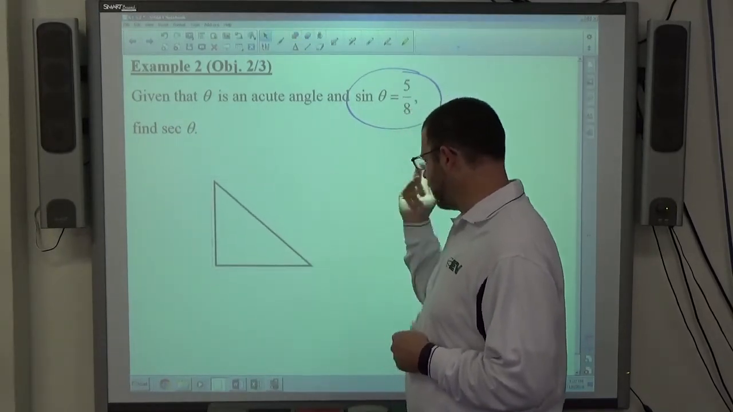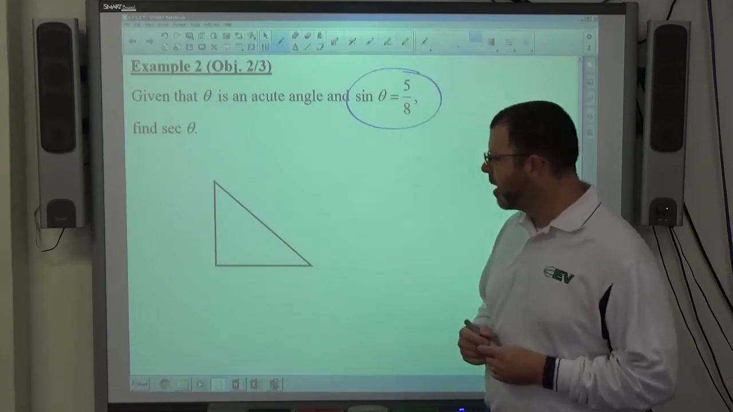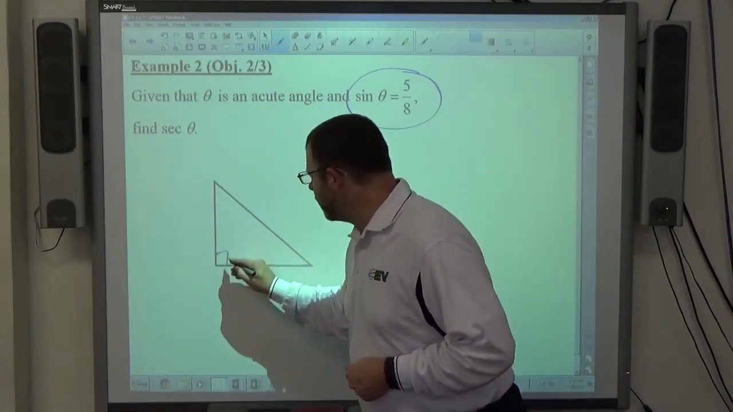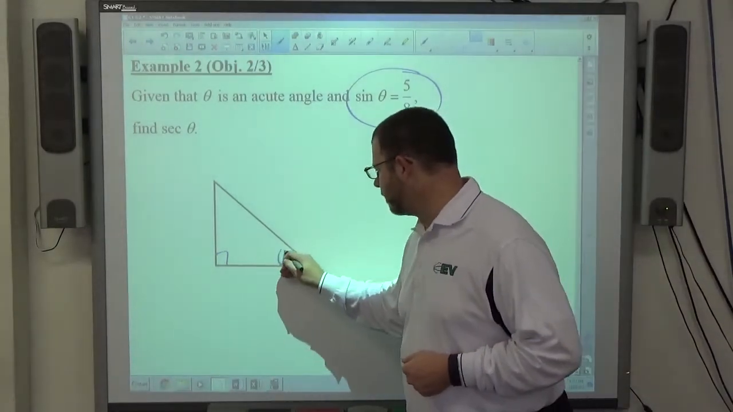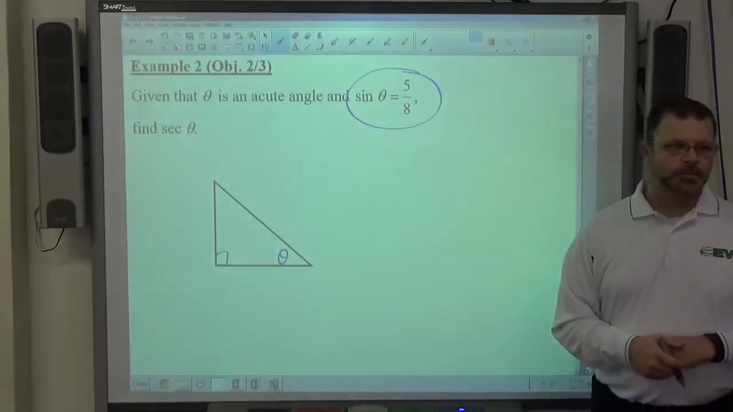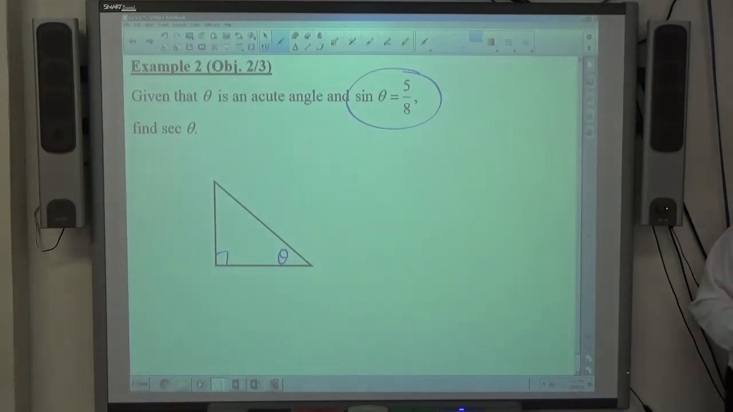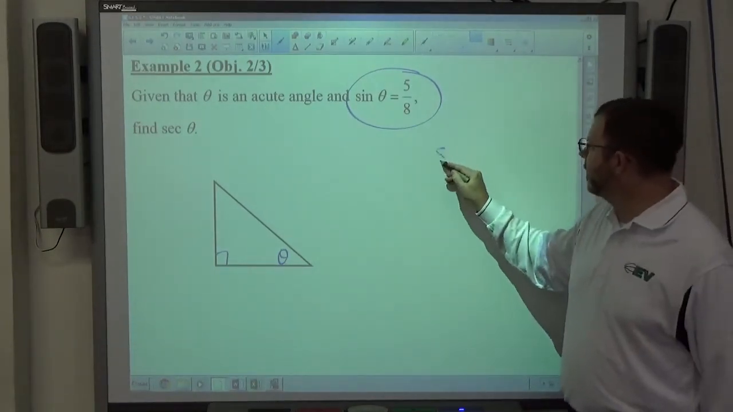I don't really know what it looks like. Let's just go with that. All right. So start with a right triangle and pick one of the angles to be theta. It doesn't matter which one you pick. I'm going to pick this one down here. Okay. Which trig function did they give me? Sine. Okay, so let's start with sine.